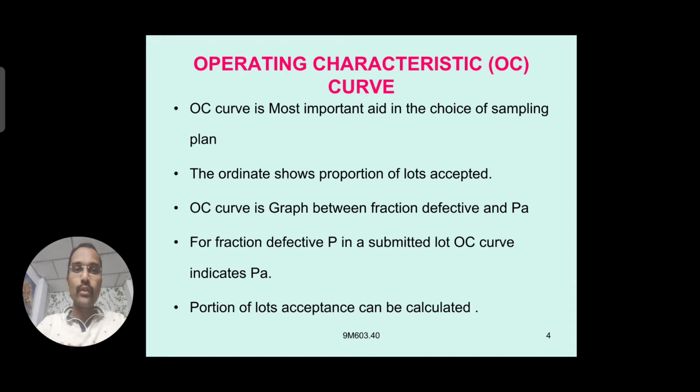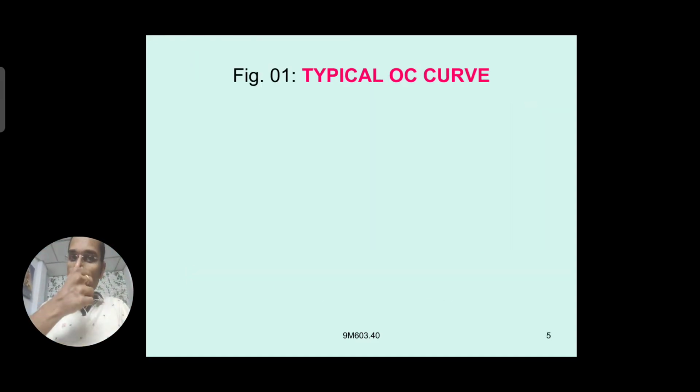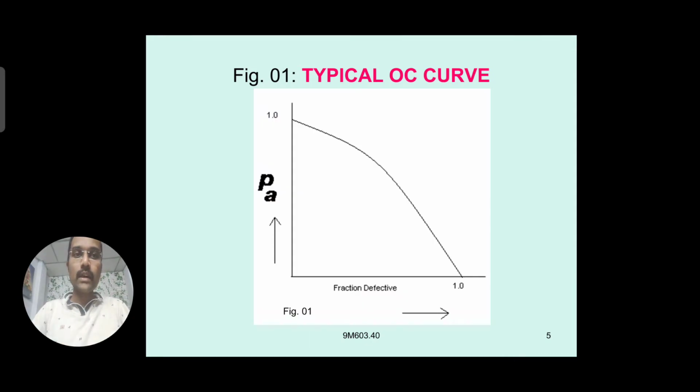Here the proportion of lots accepted can be calculated, as we mentioned just now: how much of the different lots produced in a day is accepted. So that acceptance can be calculated. And you can see this is a typical OC curve. Generally, how they are represented is with the fraction defective and the probability of acceptance; you can also take it vice versa.